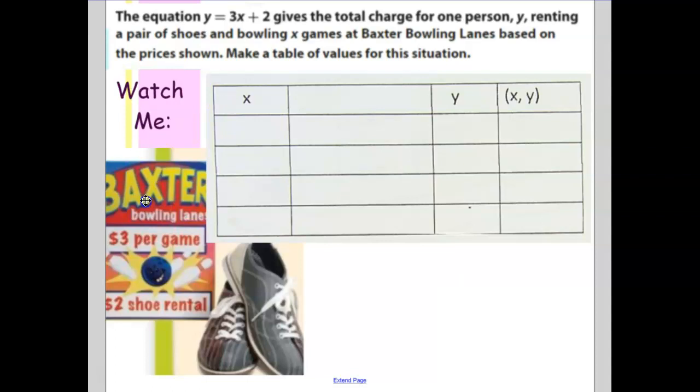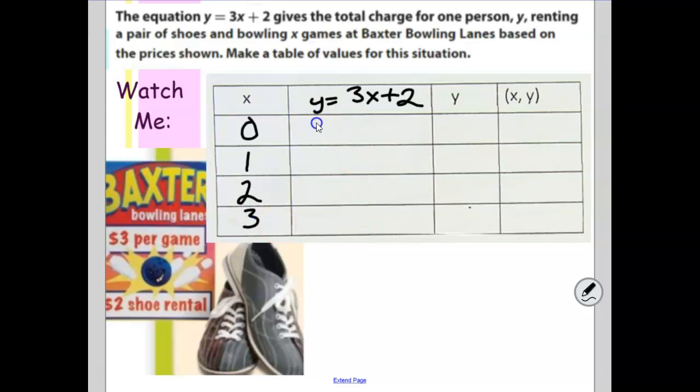If we're going bowling and it costs $2 to rent these super attractive shoes over here and $3 per game, we can use the equation y equals 3x, $3 per game, plus 2, $2 to rent the shoes, to show the charge for a person renting a pair of shoes and playing x games of bowling. All right, so we're going to pick some x values that make sense. In this situation, we're not going to play negative games of bowling, but we could potentially, I guess, play 0. We could play 1, 2, or 3. Any more than that, your arm would be getting pretty tired.